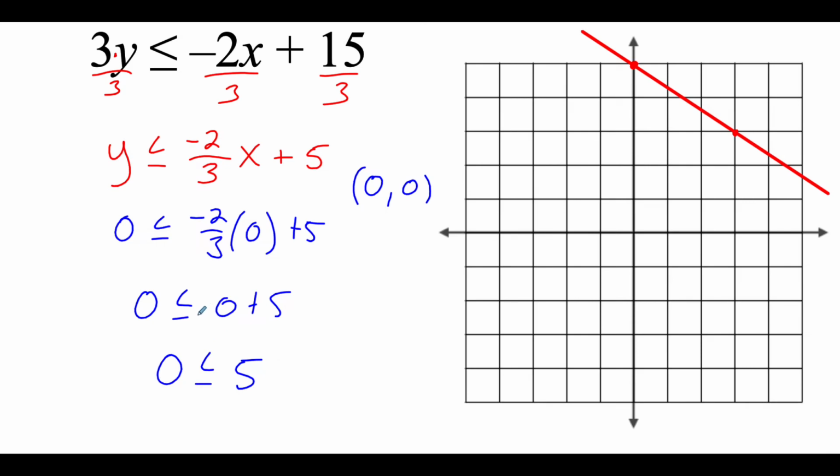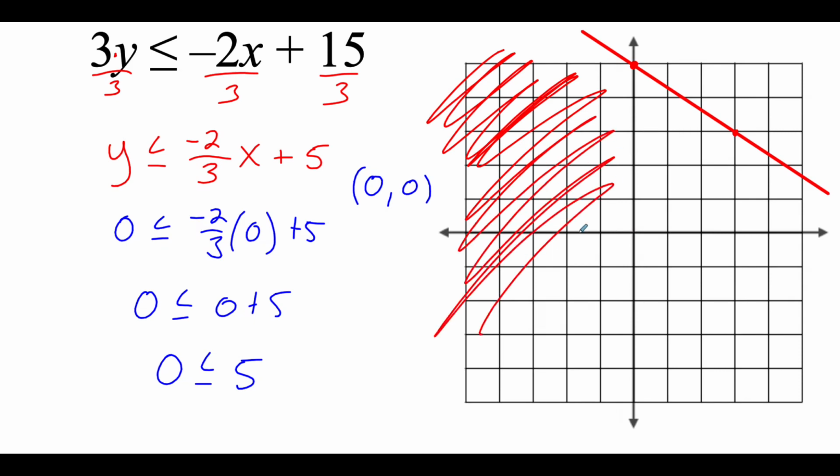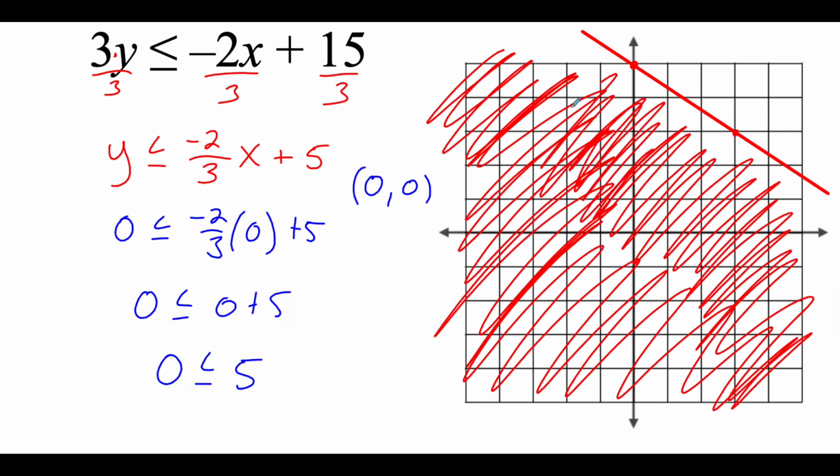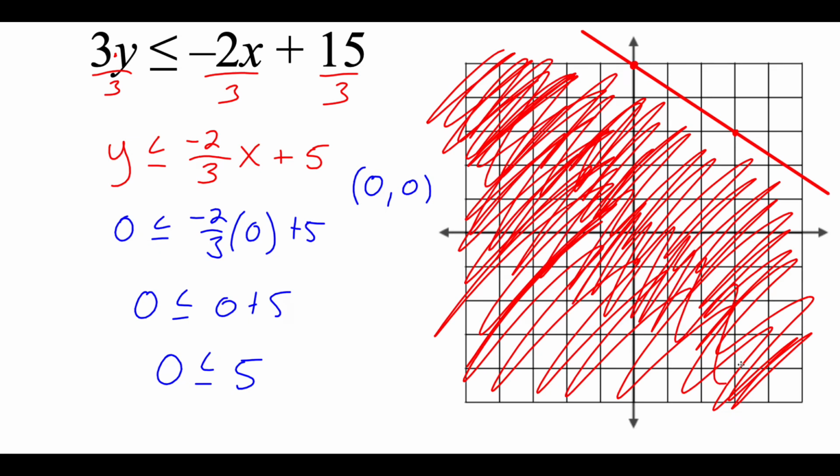And step number 4 says if the point you test does work, then you want to shade on the same half as that point. So 0, 0 worked, so we want to shade on the same half as that point 0, 0. So again, just like we talked about on the last one, that point working means that every single point on this half of our line would work in our inequality.